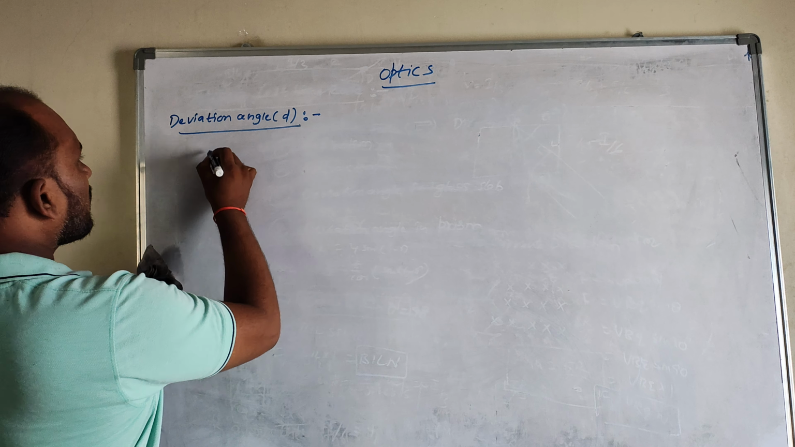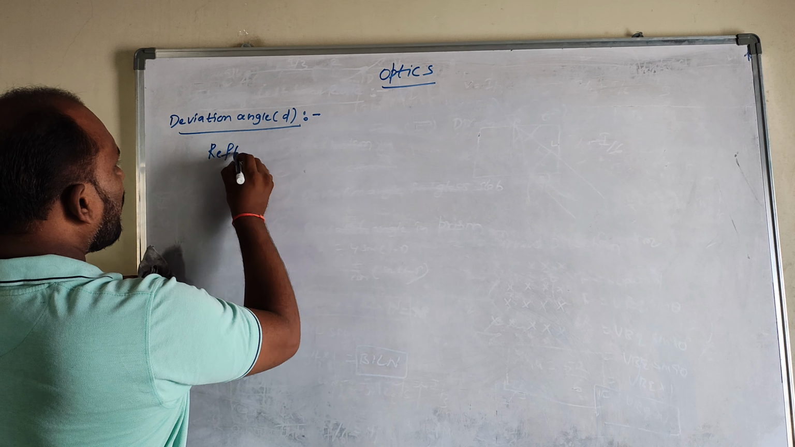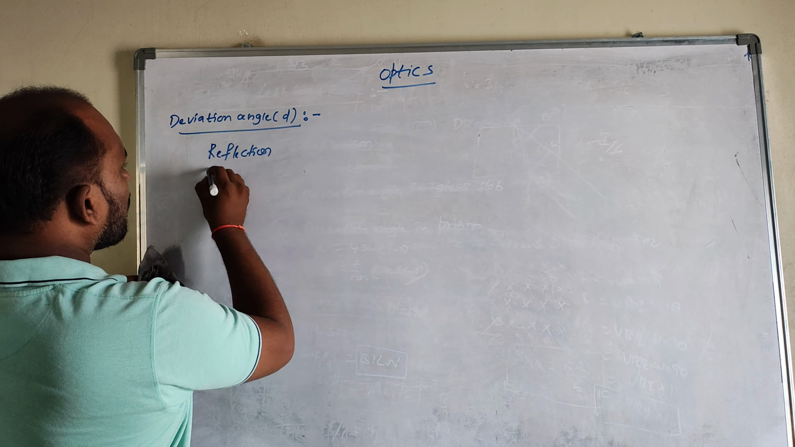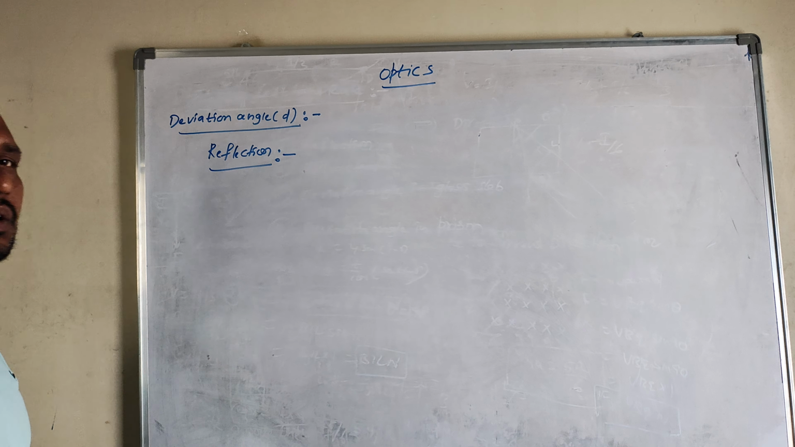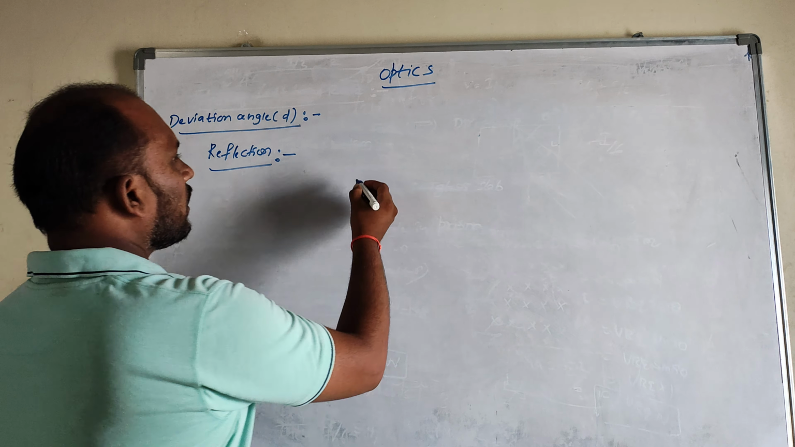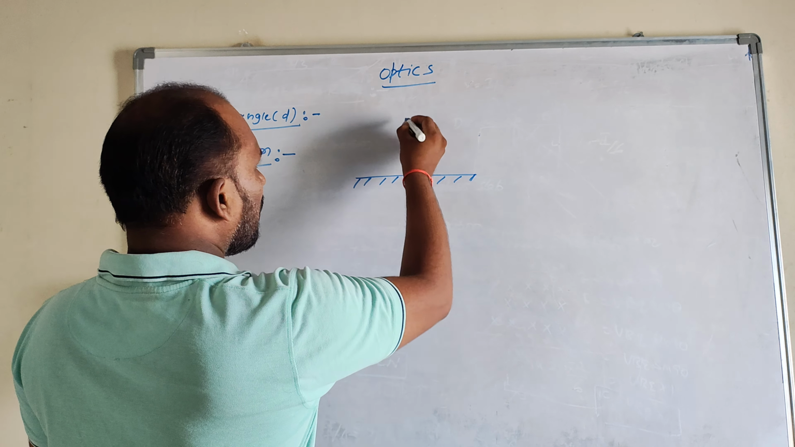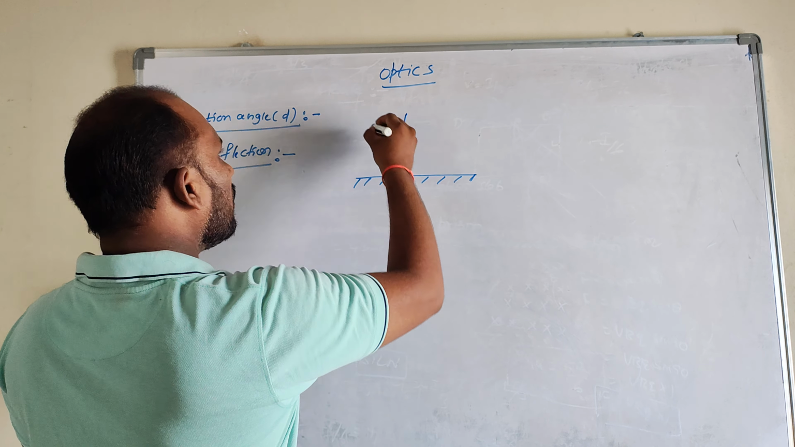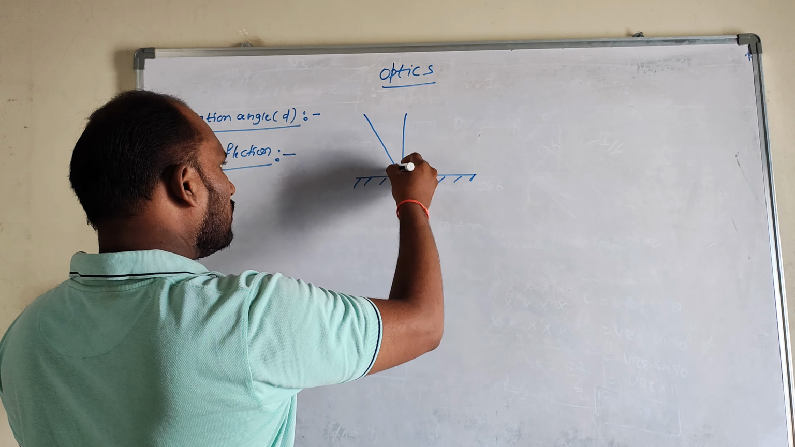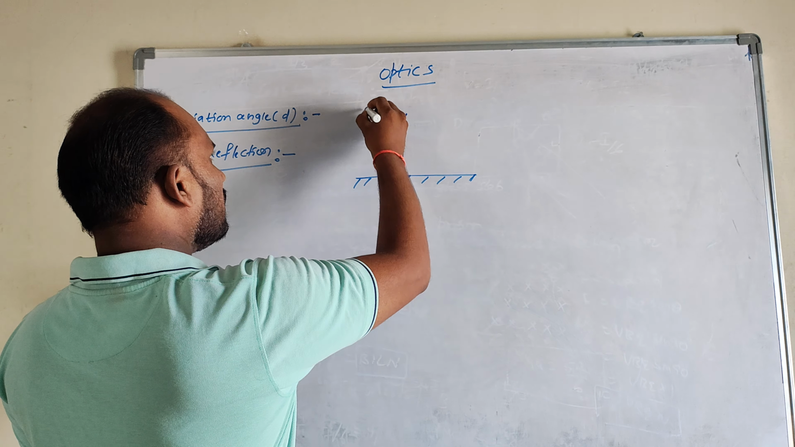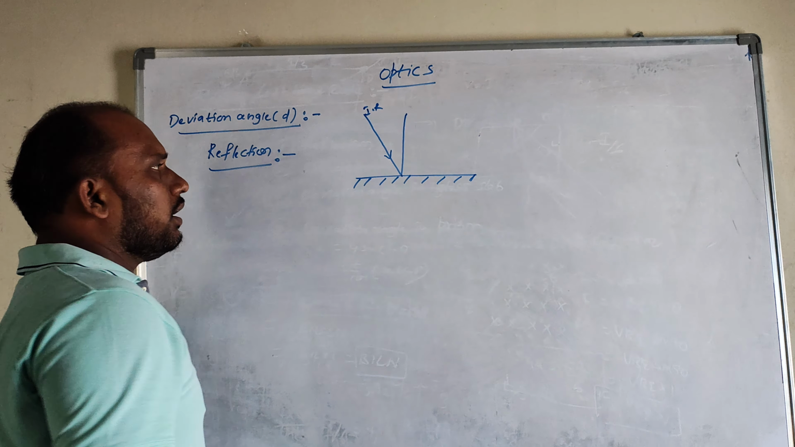First we move on to the reflection. So how to find out the deviation angle in reflection? Let's see guys, here I have to take an opaque surface. One side is transparent, the other side is opaque surface. I draw a normal line and I draw an incident ray. This is the incident ray here.